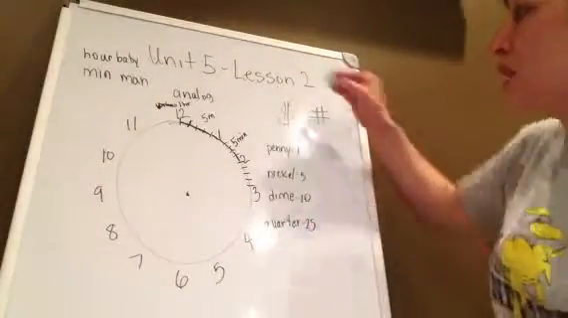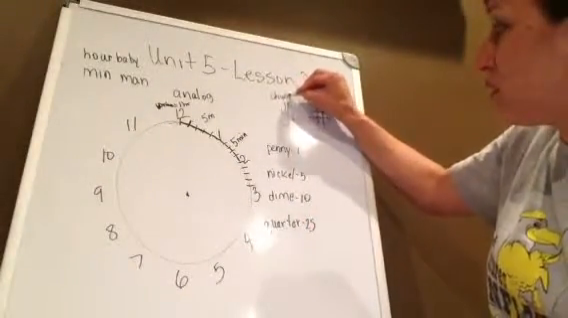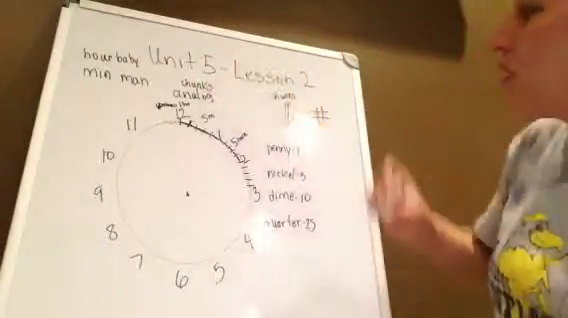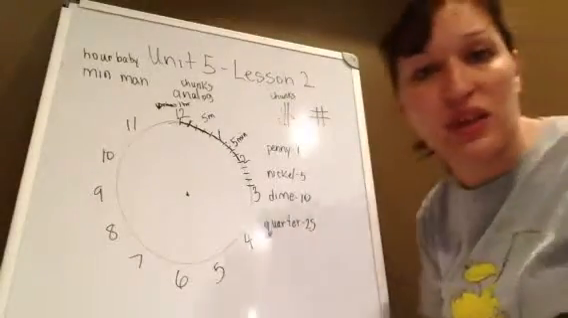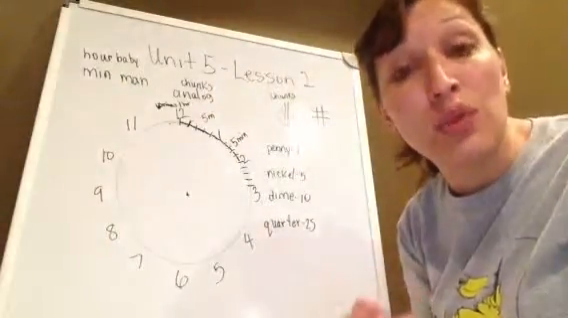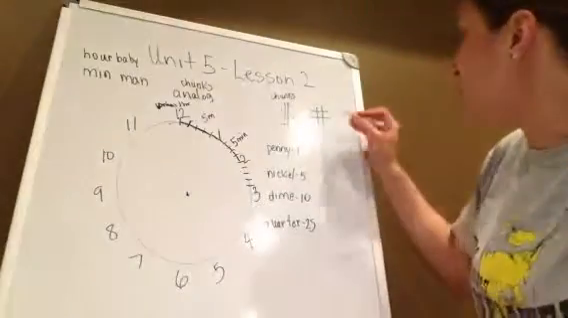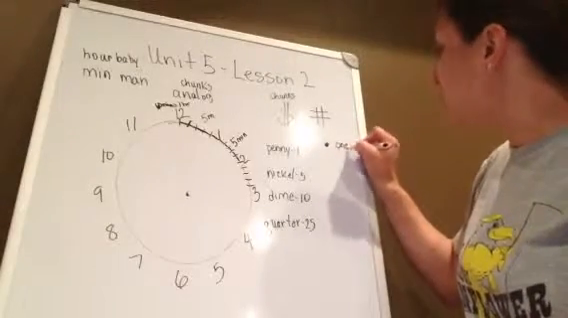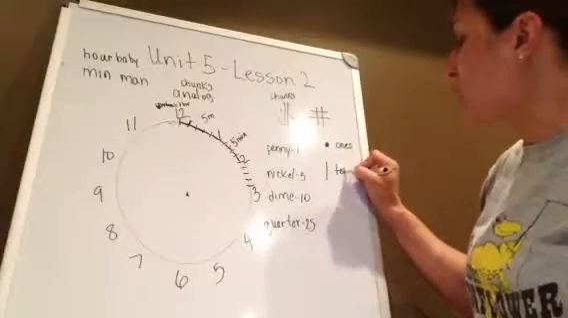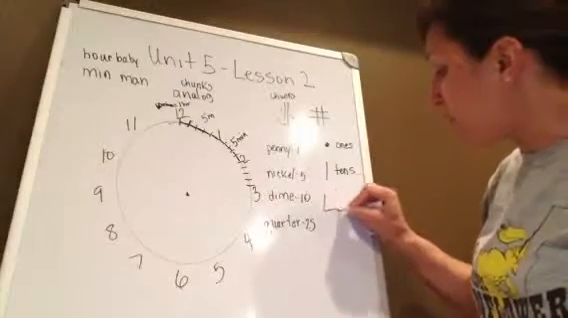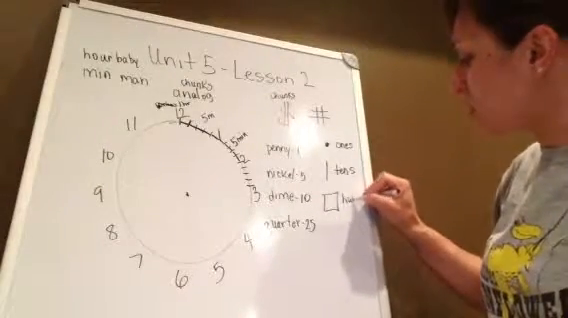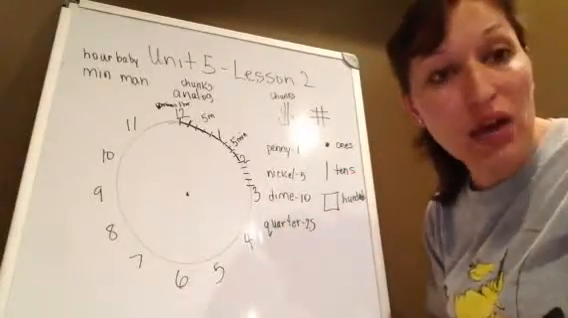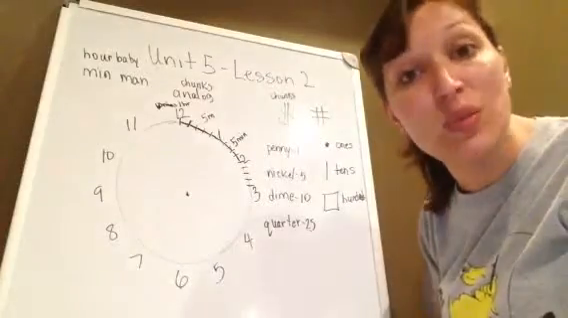So our money system has chunks. Our clock system has chunks. And our number system has chunks. There's a couple important chunks to know about in our number system. We have these, which are ones. We have these, which are tens. And we have these, which are hundreds. And these chunks can help us count up and understand big numbers and small numbers.